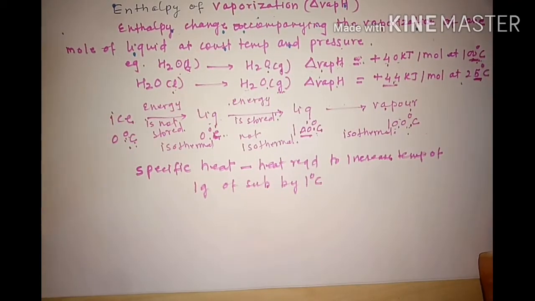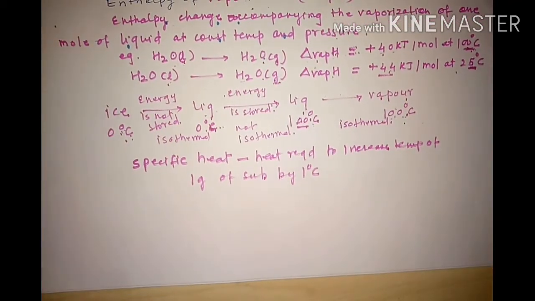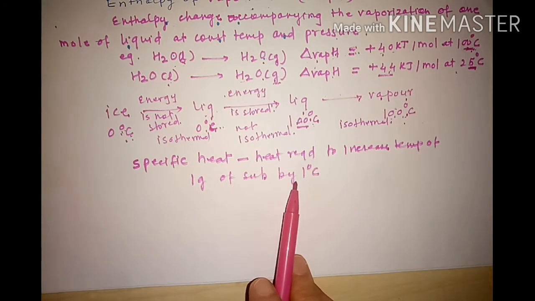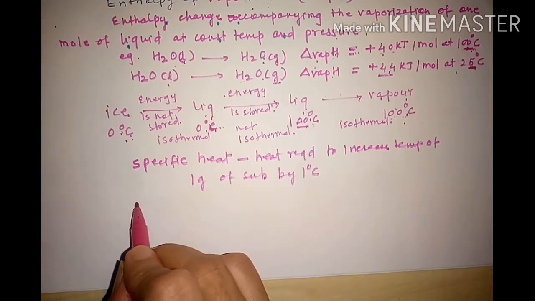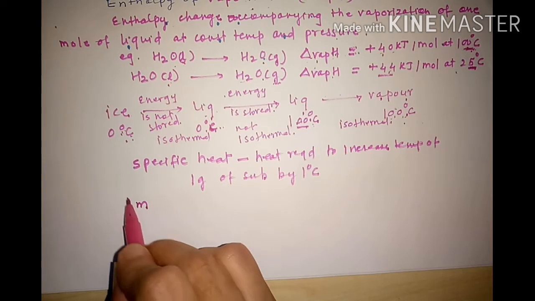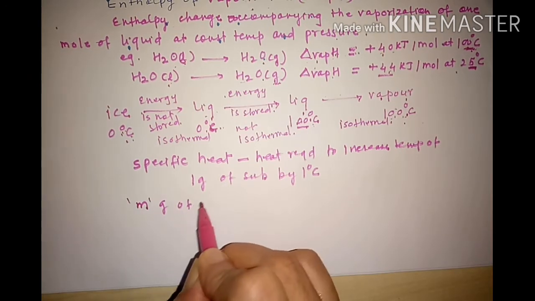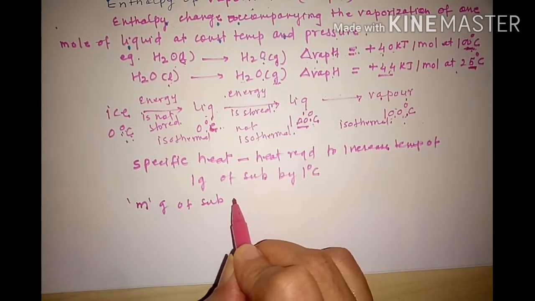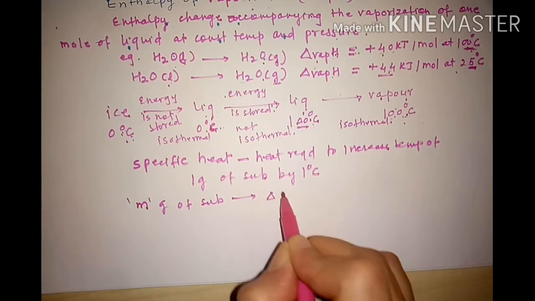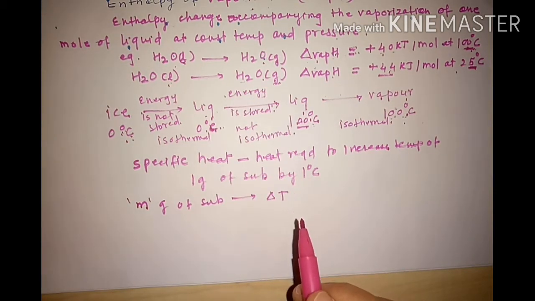So let us start with the specific heat. Specific heat is the heat required to increase the temperature of 1 gram of a substance by 1 degree Celsius. So suppose you have m gram of a substance and you want to increase the temperature by delta T. So what can be done?